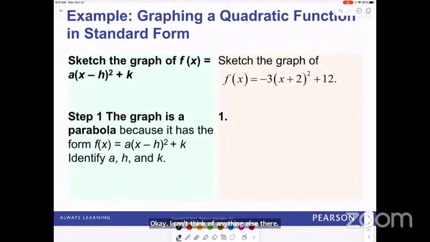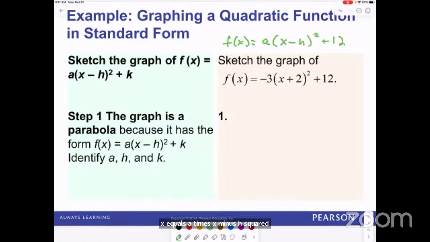So here we're asked to sketch the graph of this quadratic. It looks like it's already in standard form. We need to do a little bit of a manipulation first. Because remember, the standard form is f of x equals a times x minus h squared plus k, right? But they have x plus. So we do need to rewrite it a little bit. -3, that's going to be x minus a -2 squared plus 12.